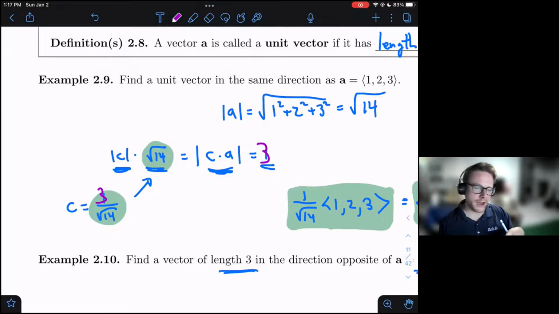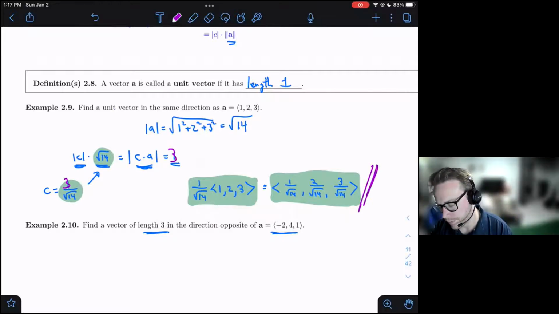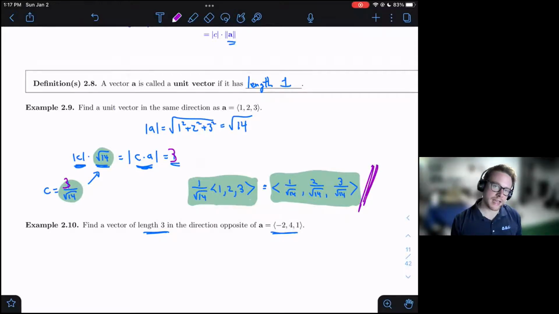Although I don't have time, I'm not going to put it in the video. I would recommend that you take some time here. Of course, you can see that this is in the same direction as our original vector, 1, 2, 3.